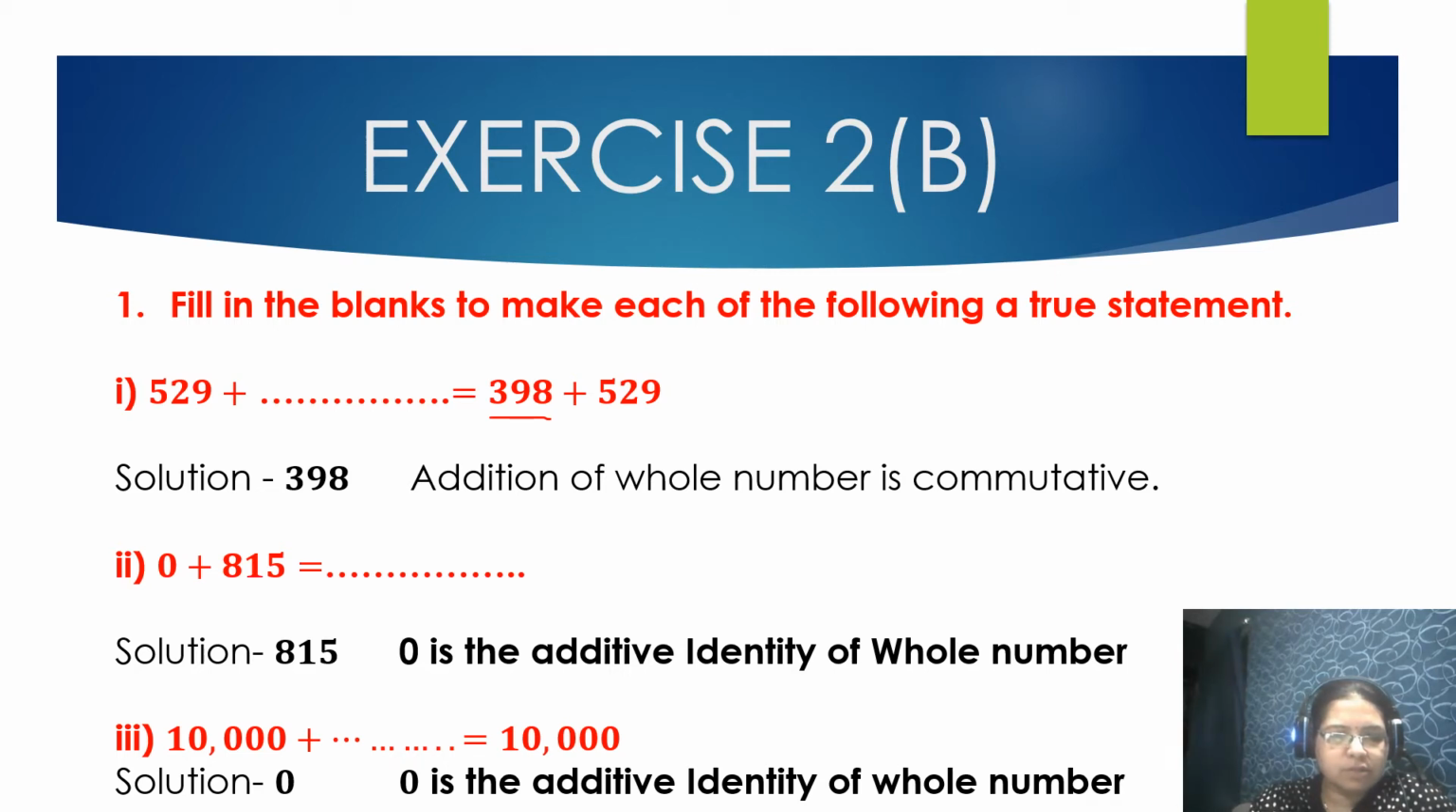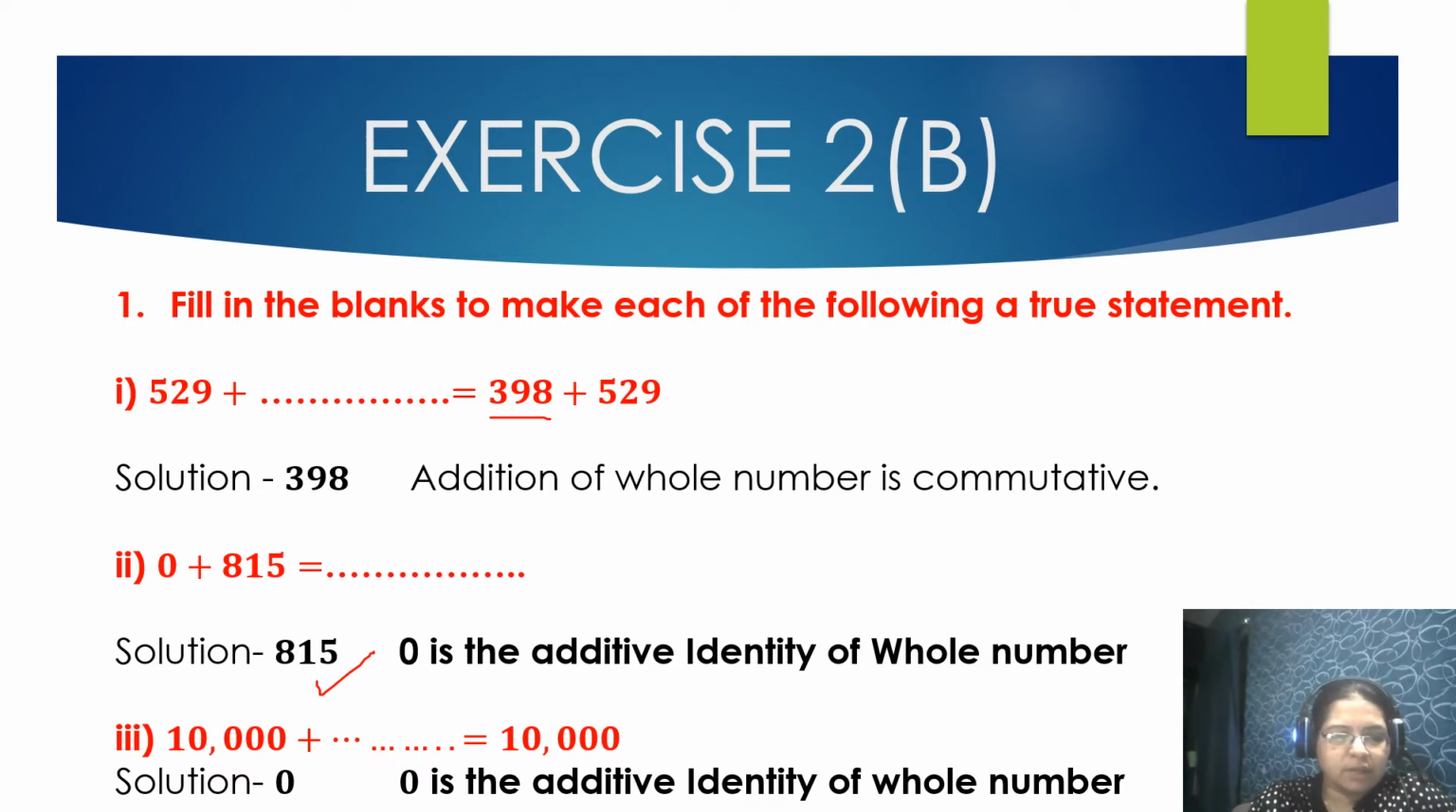Second bit, 0 plus 815 equal to dash. We know when we add 0 with any whole number, we get the same number, that is the number itself only. So 0 plus 815 equal to 815, and here 0 is the additive identity of whole numbers.